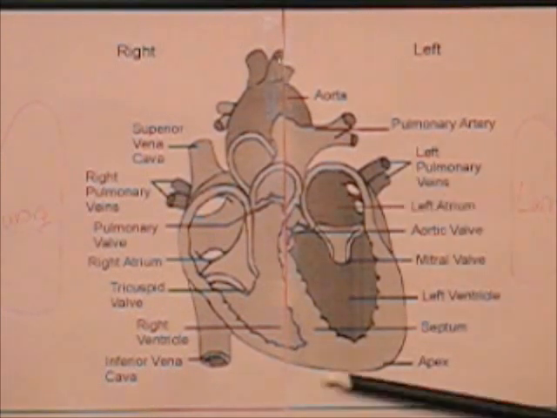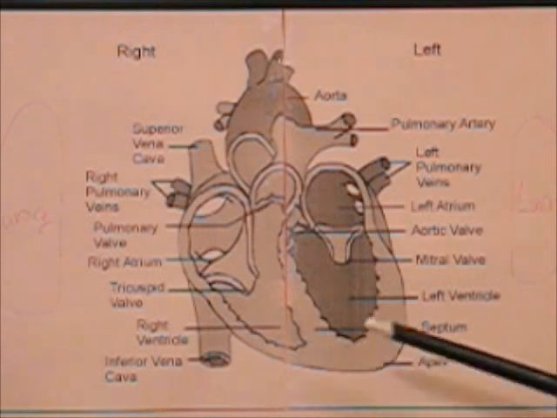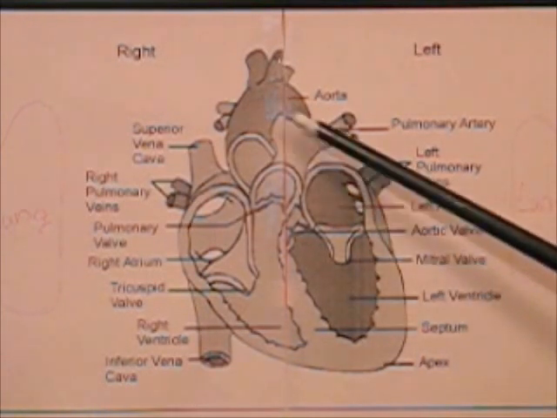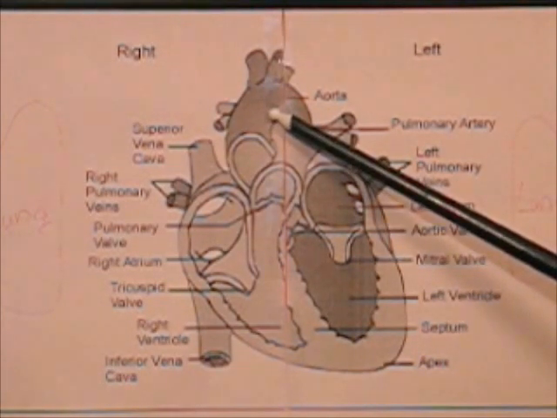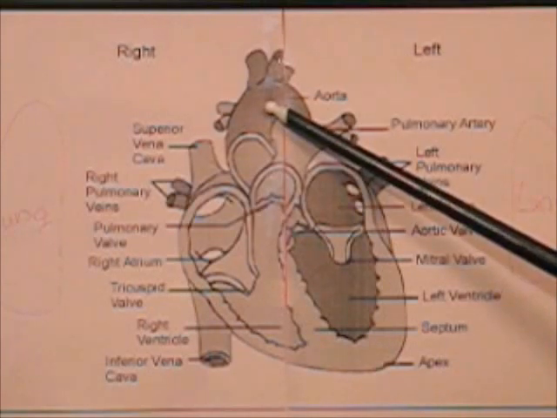Here it is, the one and only, the heart. First off, here's the aorta. The aorta is the main trunk of the arterial system, conveying blood from the left ventricle of the heart to all of the body except the lungs.